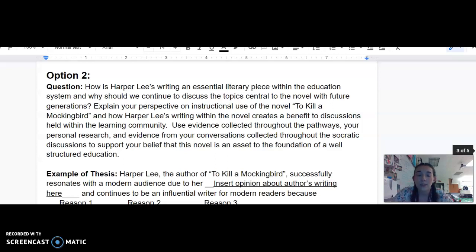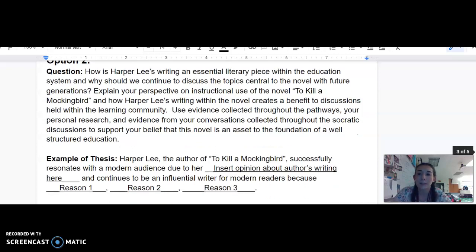So for this question, once again, I gave an example of a thesis. You do not have to use this. This is just me trying to support your understanding of how to properly create a thesis statement. All of my suggested ones are 3-pronged thesis statements. You do not have to form them this way. I just find it to be the easiest for your reader to follow.